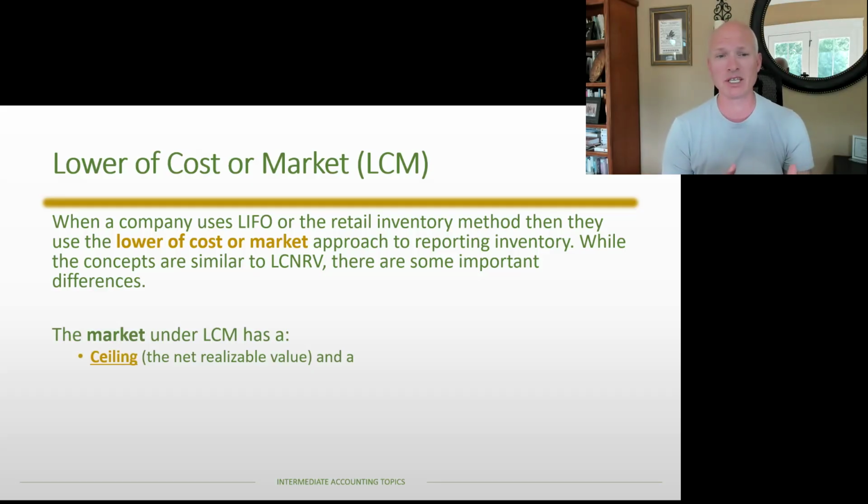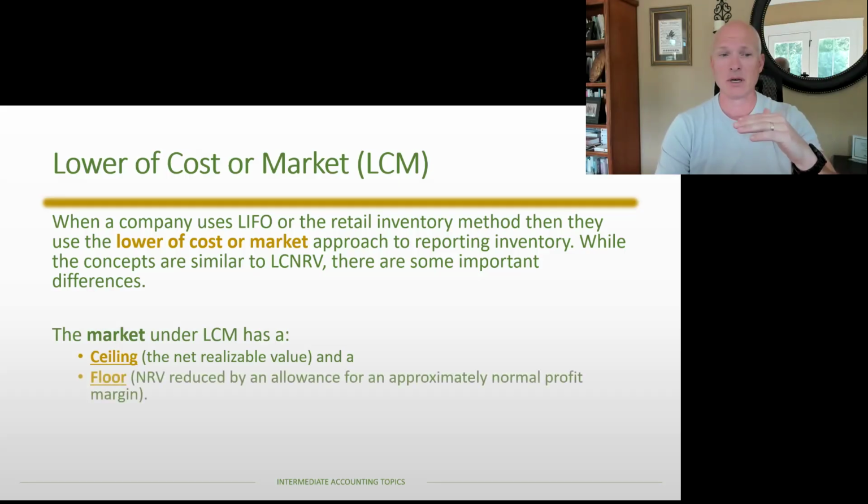When we talk about the ceiling, basically what we're saying is the market cannot be defined as anything higher than the ceiling. And then we're going to have a floor, and the floor is the net realizable value, which is the ceiling, adjusted or reduced by some allowance for normal profitability. So the market can't be any more than the ceiling, and the market can't be any less than the floor. It's going to be somewhere in between those two values.